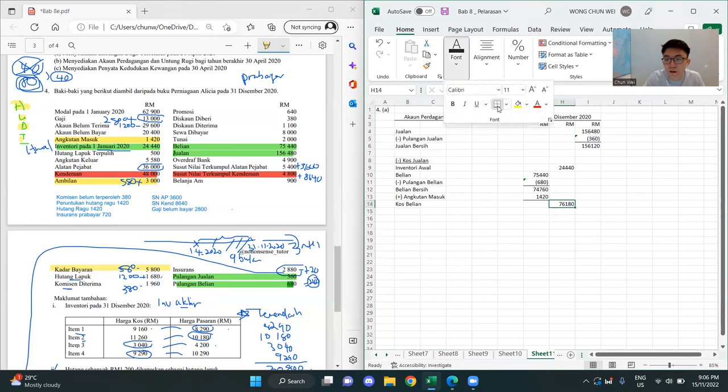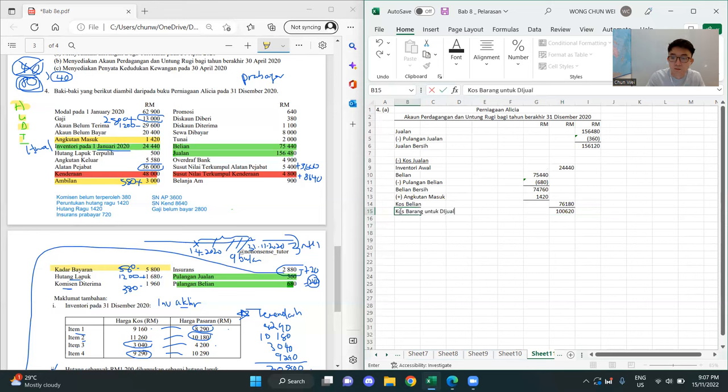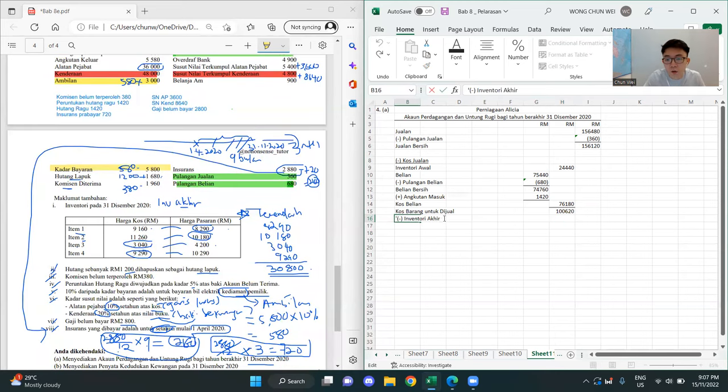Okay, after that, you add your kos belian and your inventori awal. You will get your kos barang untuk dijual, 100,620. Then you have to minus your inventory at here. So your inventory actually we recalculated just now is this part. Or you can show the working, it will be better. Because if you calculate this amount wrongly, at least you show all this working, and they will give you marks. So even though your final amount is wrong, as long as your working is right, you get marks as well. That's why I always like to open the bracket to show working wherever there is a working.